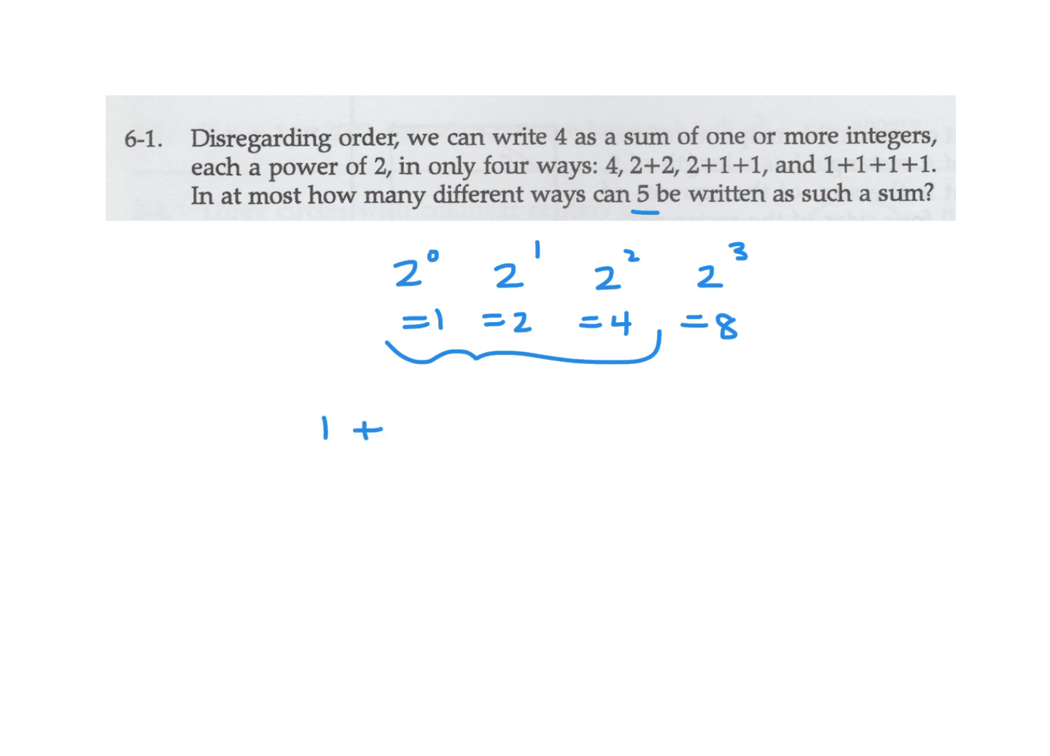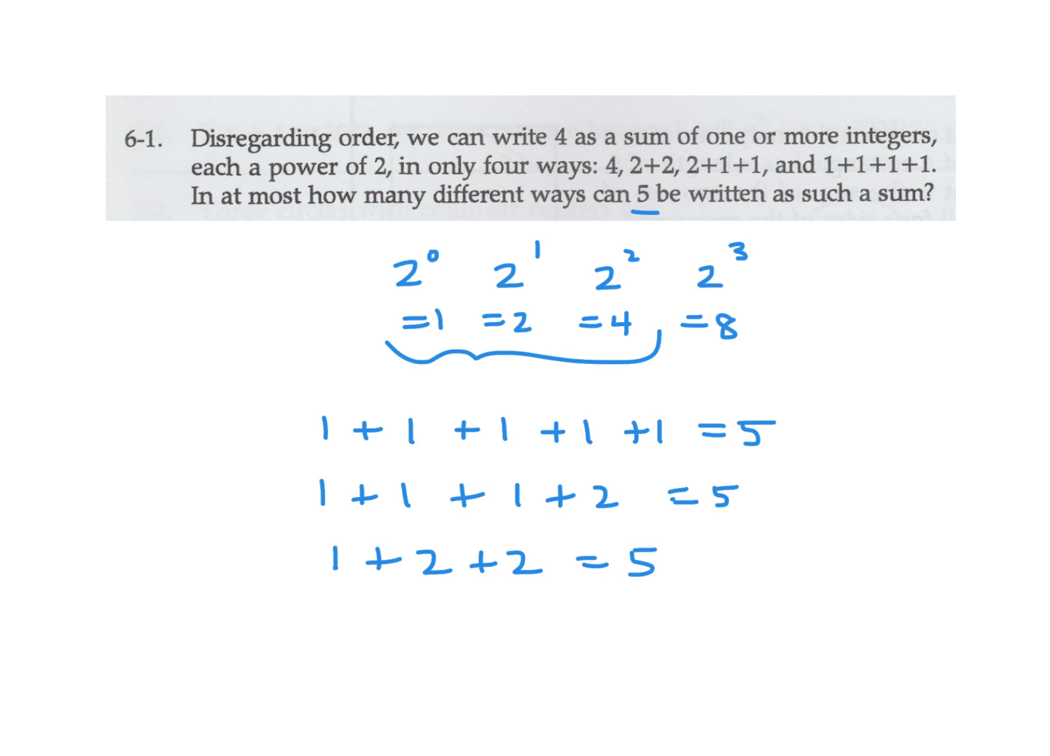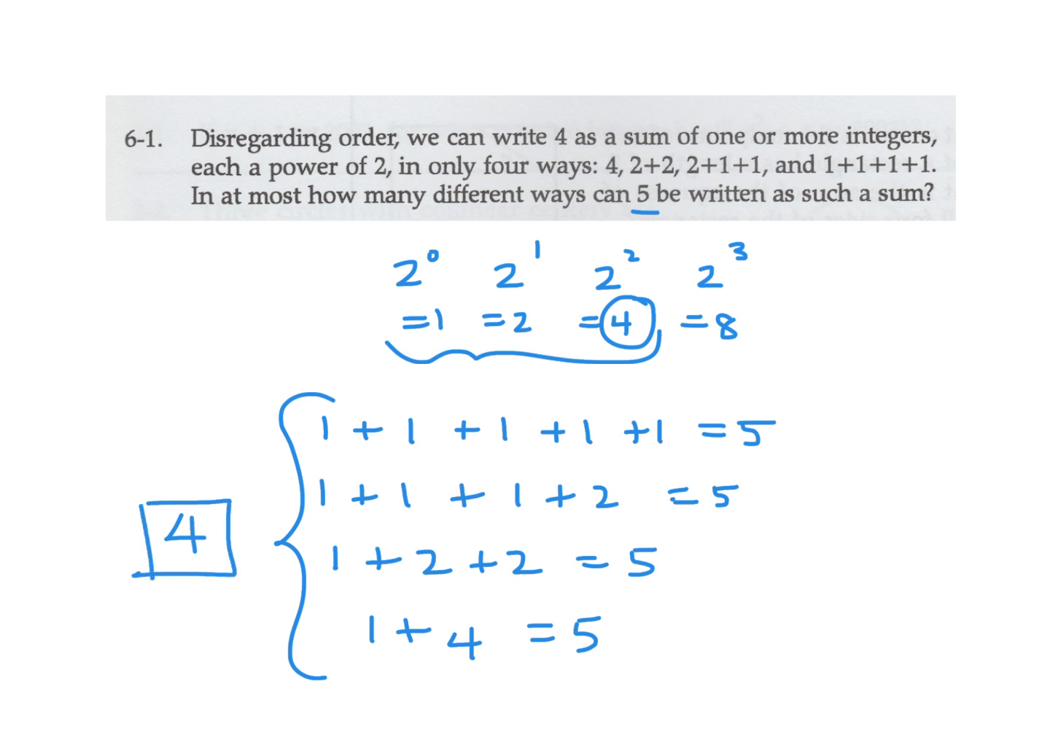So obviously all ones, that would be one way. Let's stick a 2 in there and see what happens. That would be one way. Let's put another 2 in there. And then at this point we can use this 4. And I believe that exhausts the ways. So that's 4 ways in total.